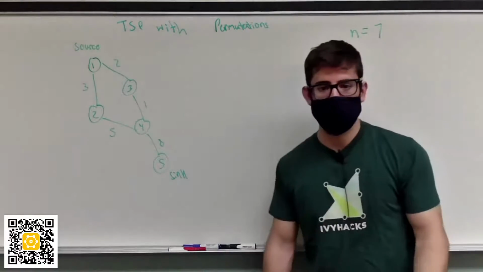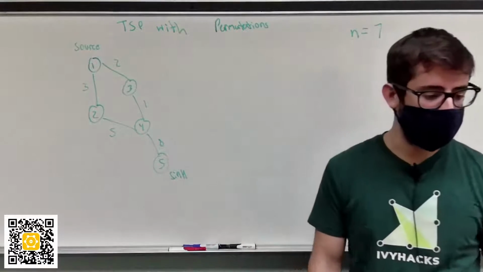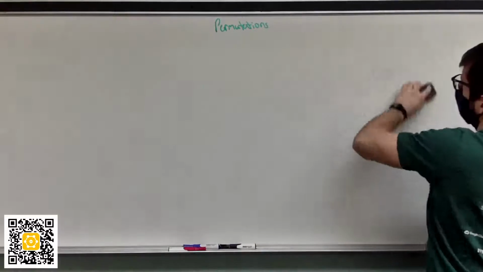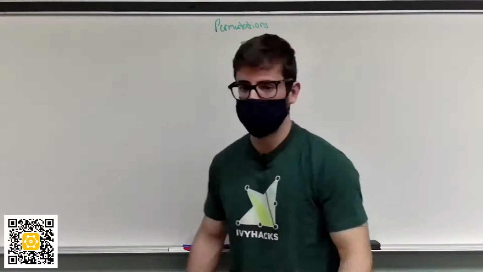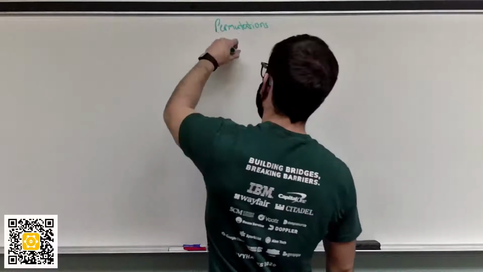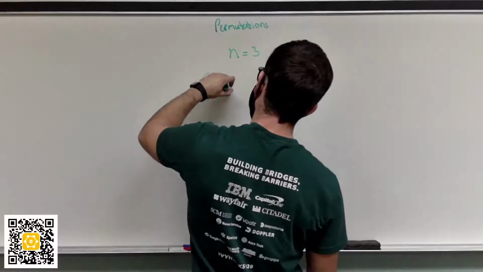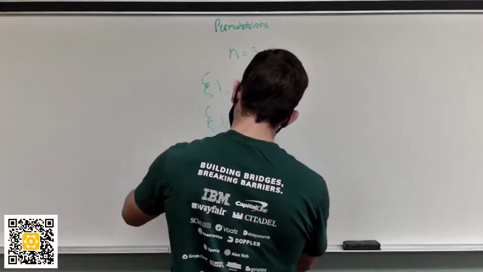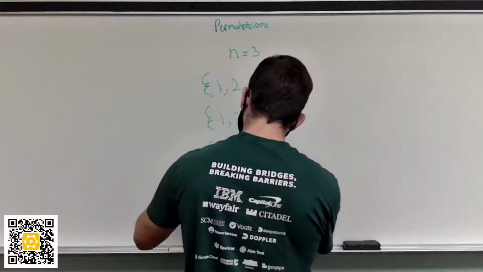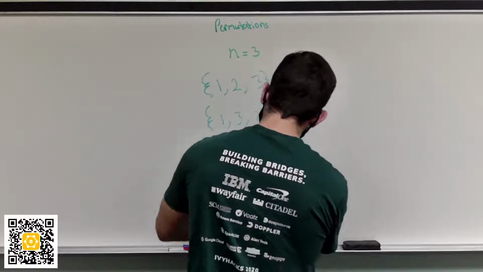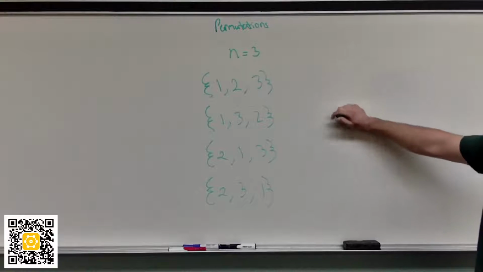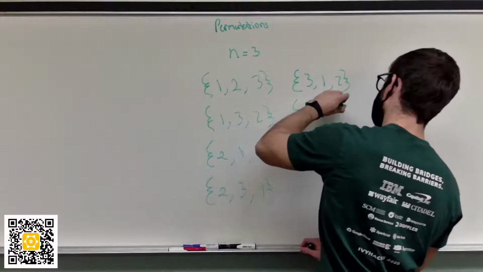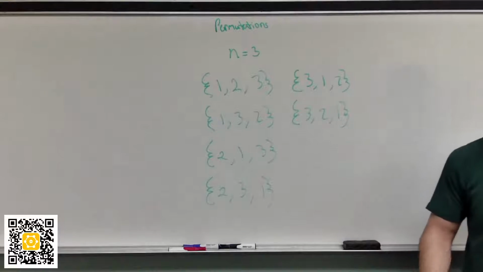All right, so now we just learned how to do traveling salesperson with permutations. Pretty straightforward if you know how to do permutations. Now the next thing I want to talk about is how to preserve the order. So if we had n equal to 3, there's 2 more, but I'm not gonna write it. I'll write it. Okay. So these are the sequence of permutations in order.